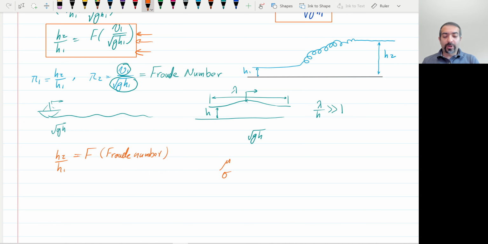Again, we can really work the rest out, but what we're going to do next is let's do the momentum analysis, and let's see if we can get an expression for h1 over h2 or h2 over h1 using a balance of momentum, and then we're going to look into the energy and see how energy varies in the system.